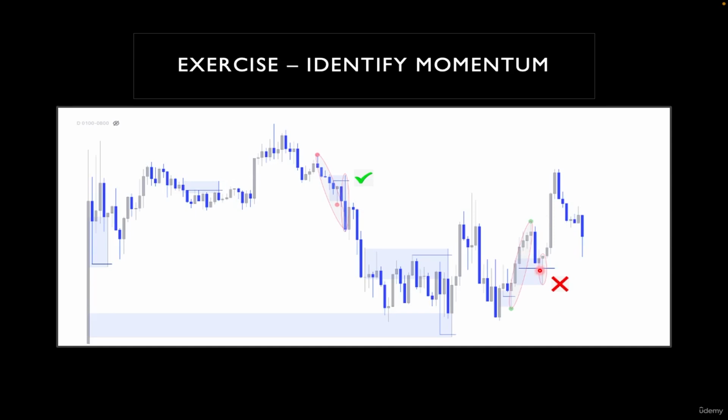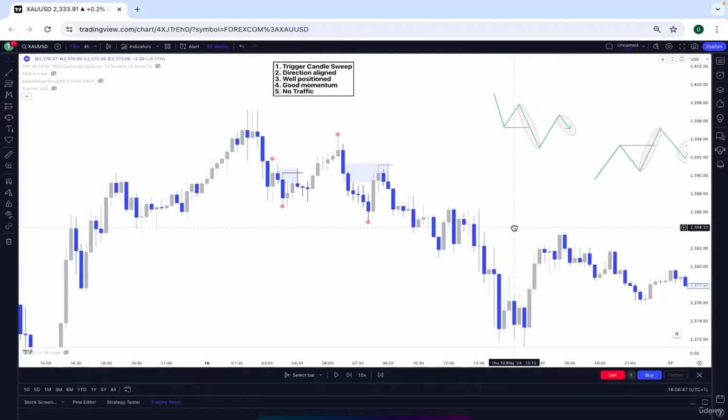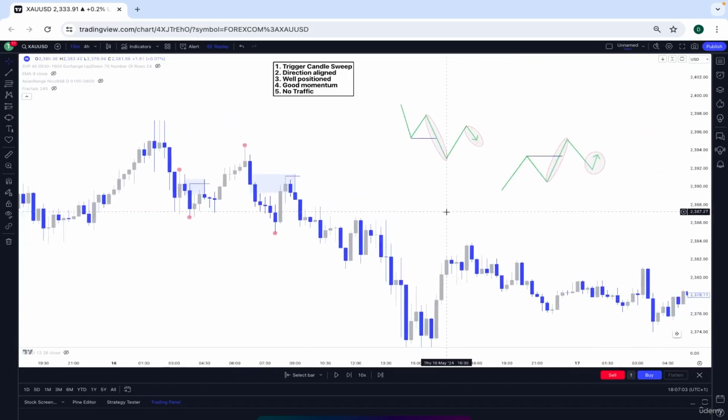Hello and welcome again. In this video, we are going to build on from the exercises we did previously, and we're going to have a look at the momentum. Now, we've done steps 1 to 3, which is trigger candle sweep, ensuring the direction's aligned, and then ensuring we are well positioned. So in terms of momentum, remember there's 3 key bits of information that we want to look at. In a bearish example, it's the push down, the retracement, and the trigger candle. And in a bullish example, it's the push up, the retracement, and the trigger candle.